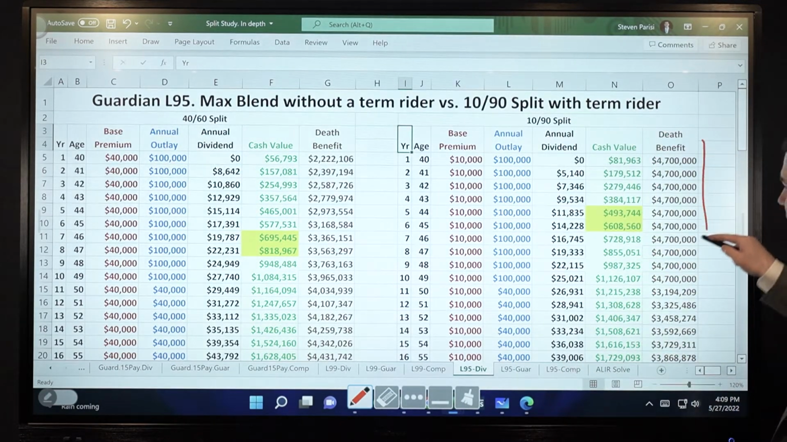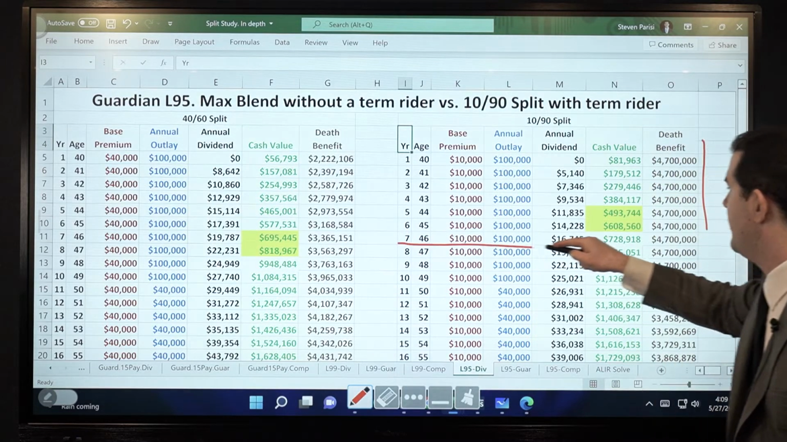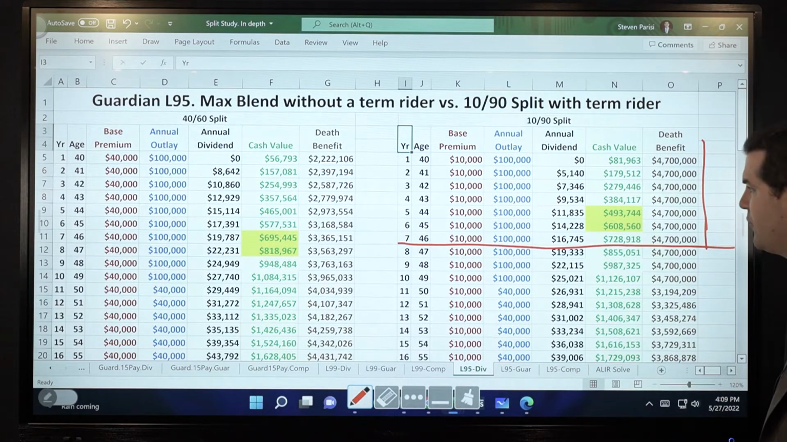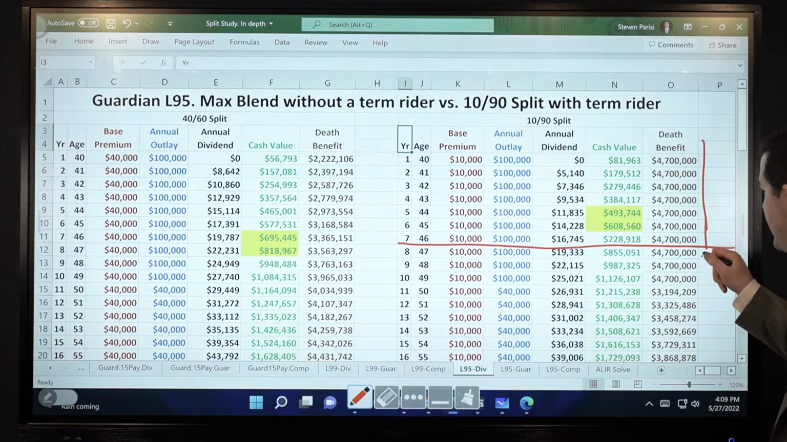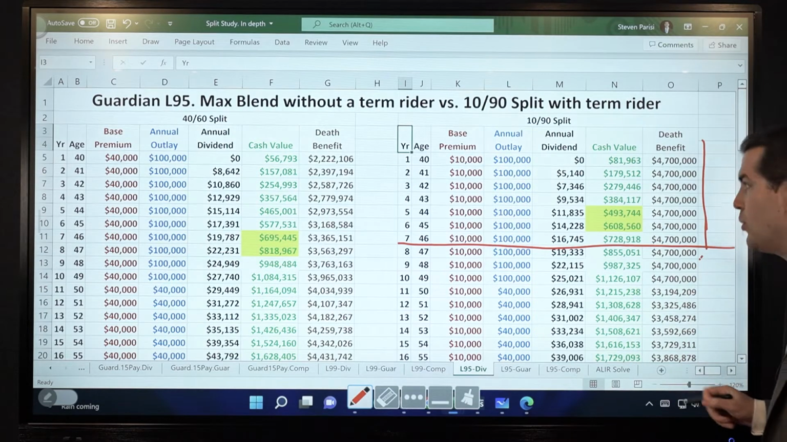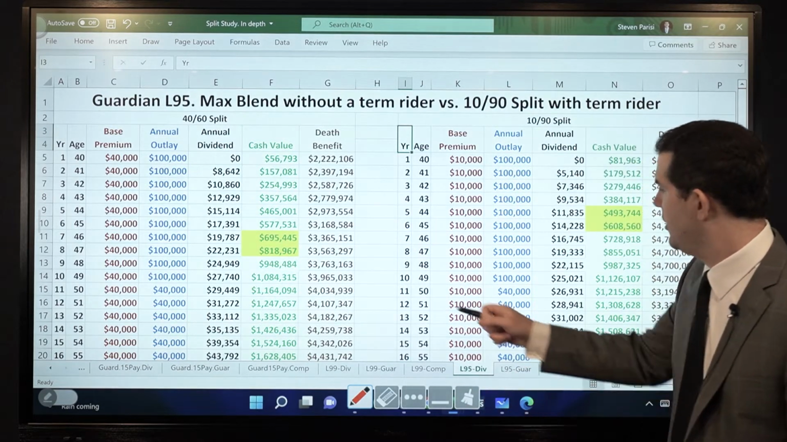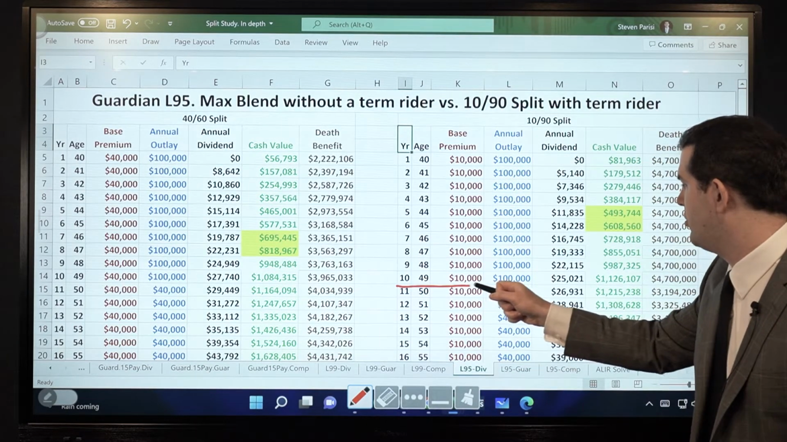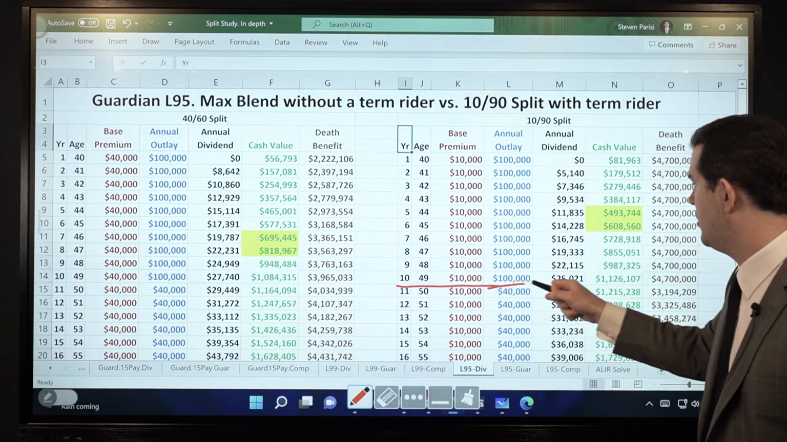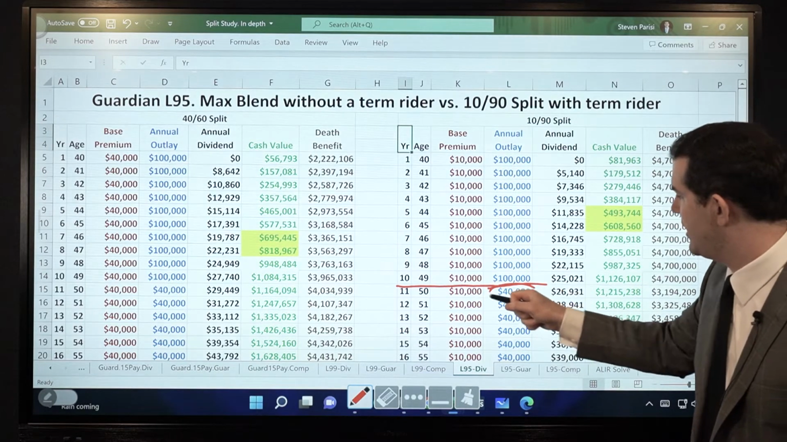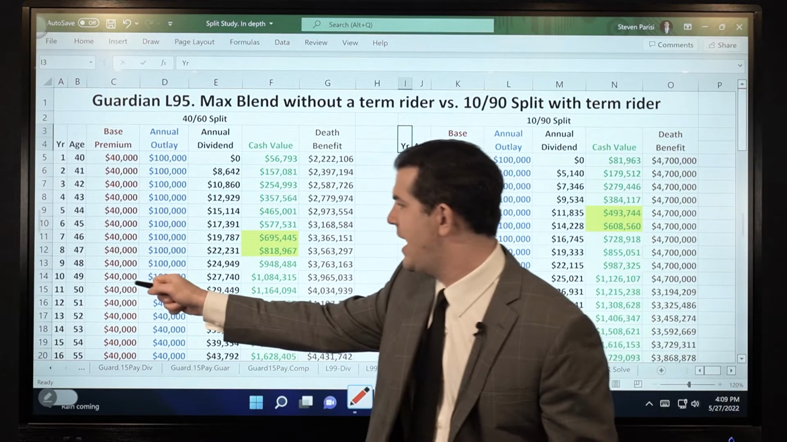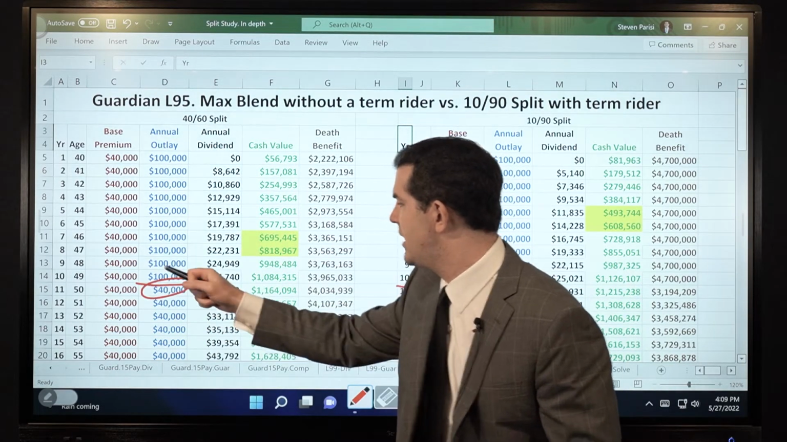If you start out with a level death benefit, when the MEC test resets after the first 7 years, if my death benefit's still level, you're going to see a lower MEC limit. Here we go. After 10 years, 40K. Example on the left, after 10 years, 40K.